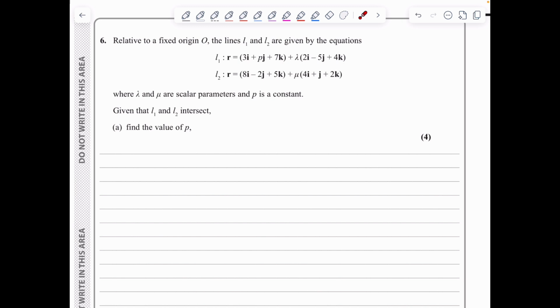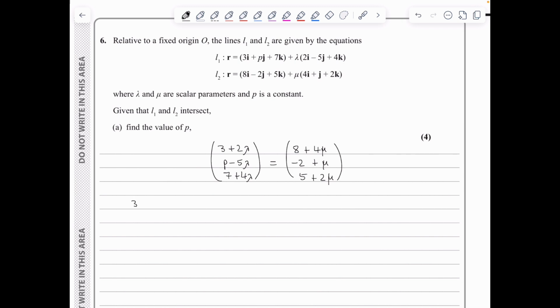So if I look at the i components of L1, the 3 plus 2 lambda, I will equate this with 8 plus 4 mu, and this will lead to a total of 3 equations. So let's see, 3 plus 2 lambda is the i component of L1, p minus 5 lambda is the j component, and 7 plus 4 lambda is the k component, and this is equal to 8 plus 4 mu, minus 2 plus mu, and 5 plus 2 mu. So this leads to 3 equations.